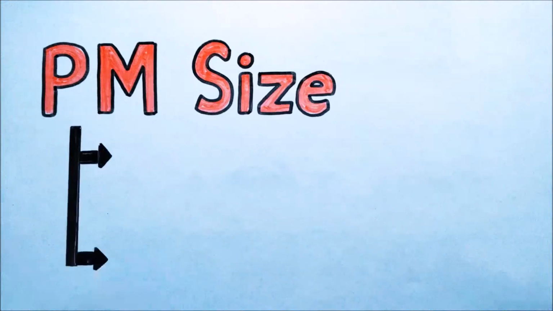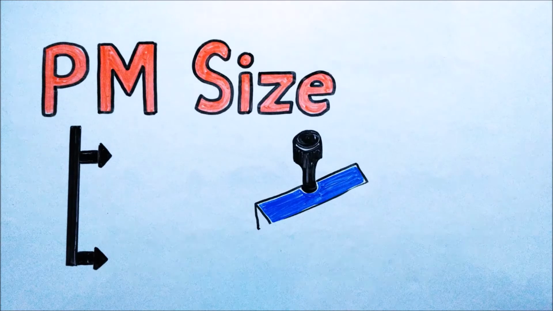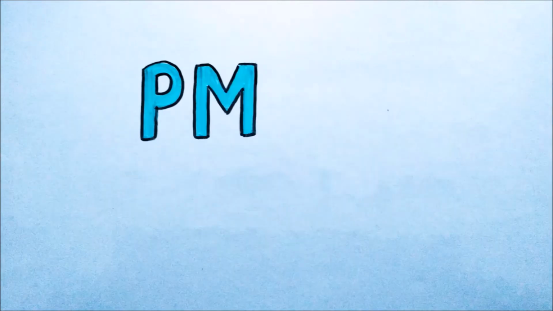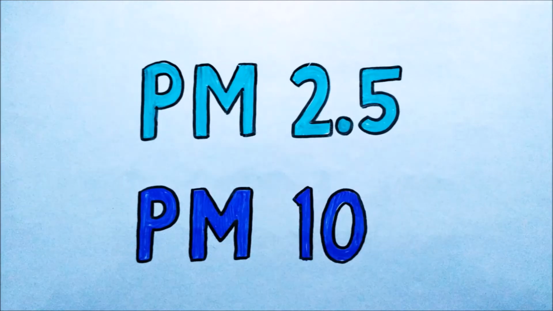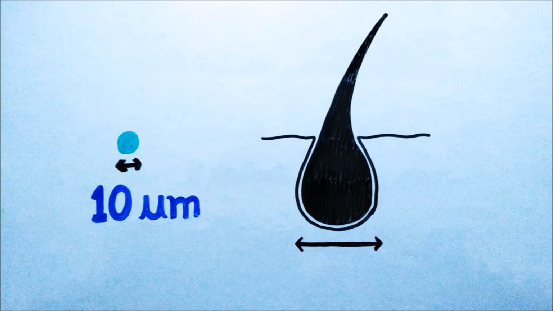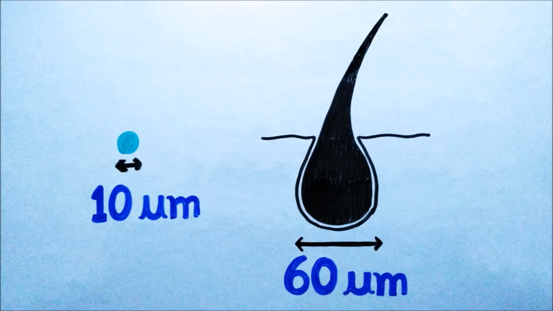But the classification based on size of particle is widely accepted and used by governments around the world. Based on size, the particulate matter is divided into two main groups, PM2.5 and PM10. PM10 particles have a diameter which is less than 10 micrometers. The human hair has at least 6 times bigger diameter than PM10.